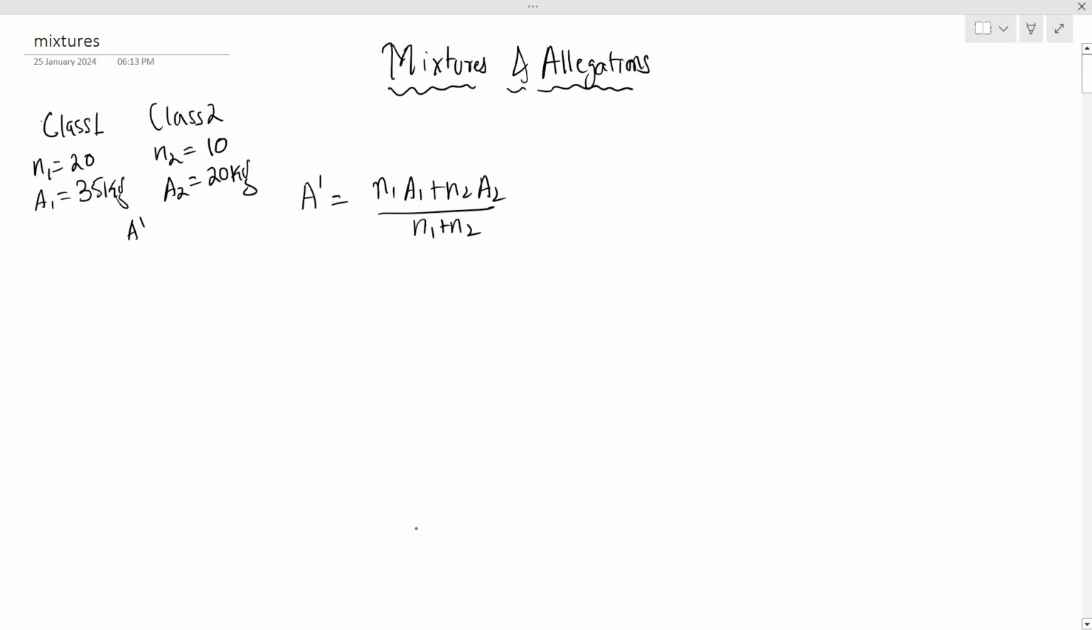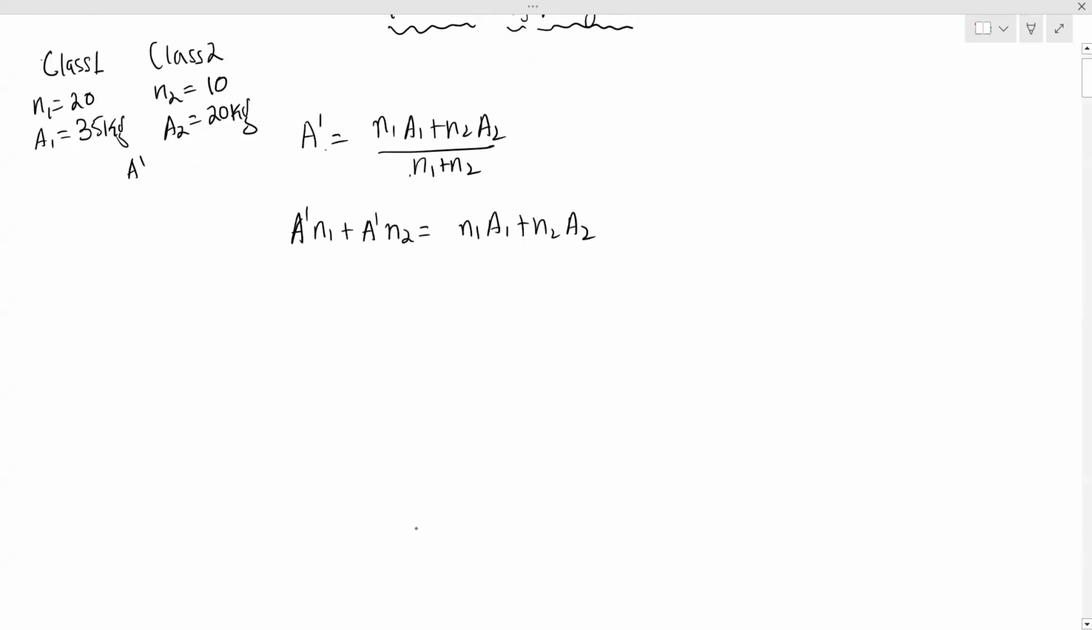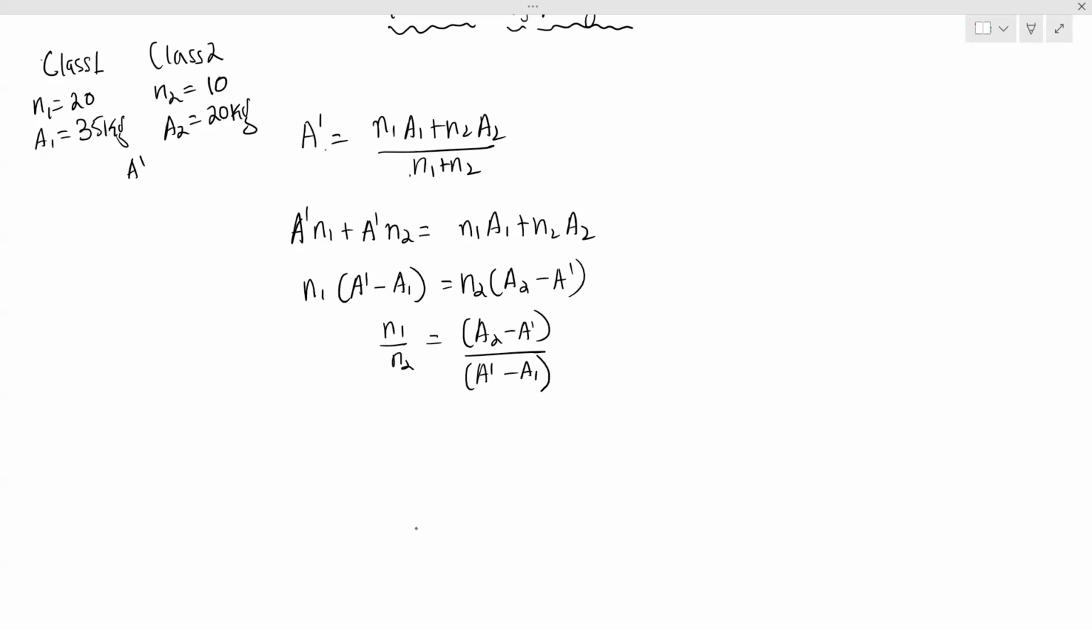Now, extending this formula further, if I take N1 and N2 onto this side, it becomes A dash N1 plus A dash N2 equals N1A1 plus N2A2. If I take my N1 terms to one side, I can take a common factor: A dash minus A1. Taking N2 terms common, I get A2 minus A dash. So N1 upon N2 gives me A2 minus A dash divided by A dash minus A1. This is true. On this formula, we will be dealing with the entire concept of mixtures and alligations.